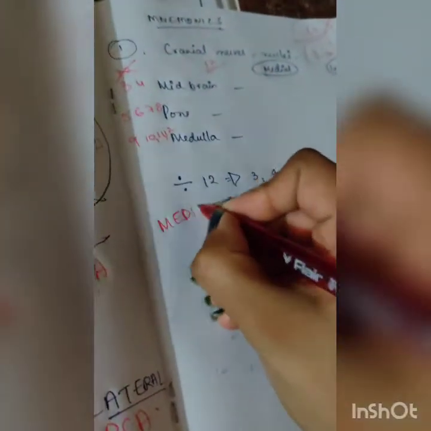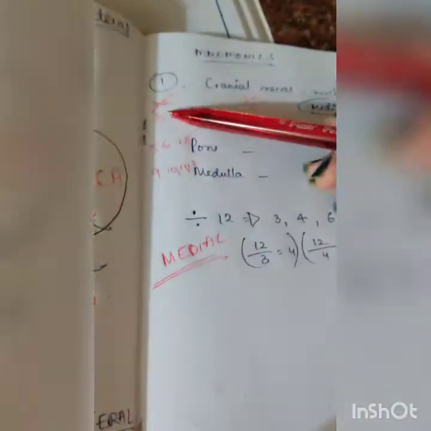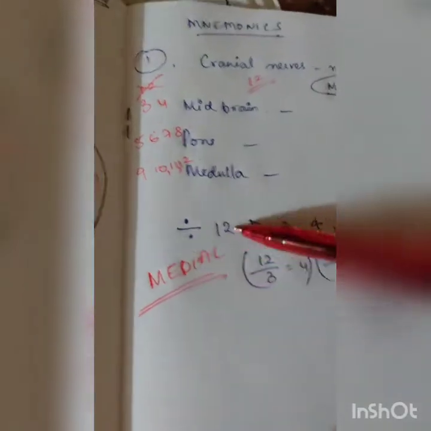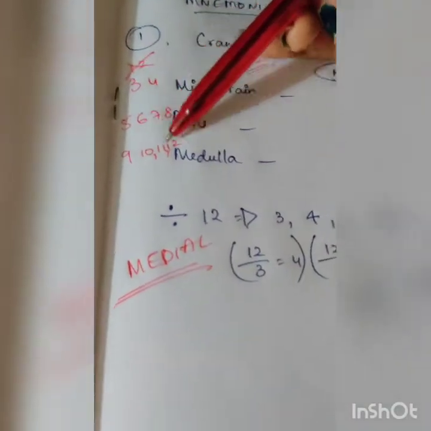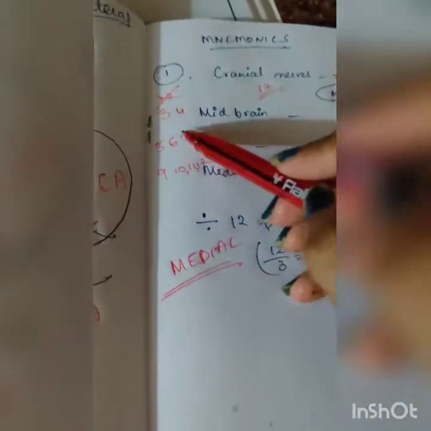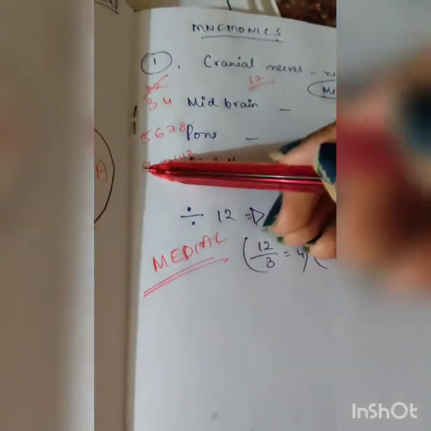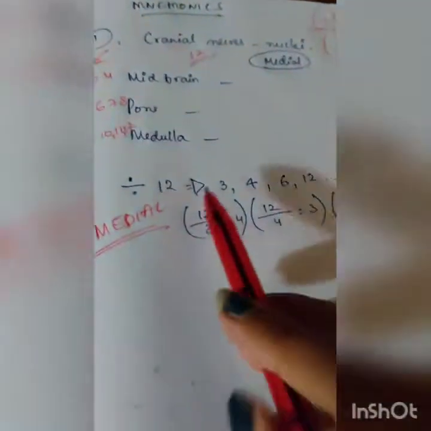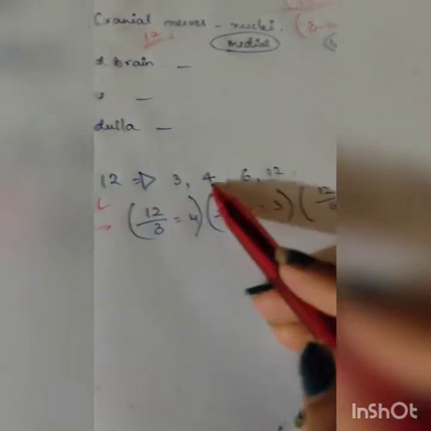For the medial side, just note down all the numbers that can divide 12. Those are 3, 4, 6, and 12. Why? Because 12 by 3 is 4, 12 by 4 is 3, 12 by 6 is 2, and 12 by 12 is 1. Can you divide 12 by 5? No. 12 by 8? No. 12 by 10 or 9? No. You cannot divide 12 by those numbers. The only numbers that divide 12 are 3, 4, 6, and 12.